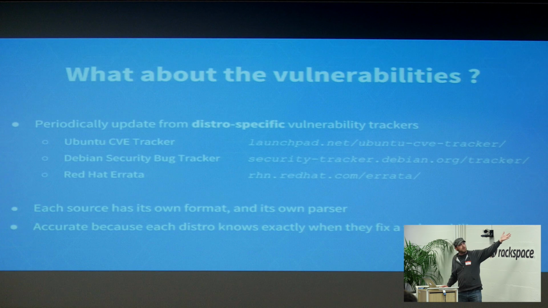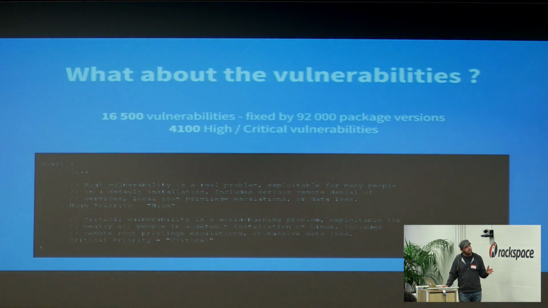But we look at Ubuntu's CVE tracker, we look at Debian's security tracker, we look at Red Hat's errata list. Each of these generally names the CVE, or Common Vulnerabilities and Exposures database, numbers of particular vulnerabilities and matches them to packages that hold these flaws. So that is exactly where we discover what vulnerabilities are contained in a given container image.